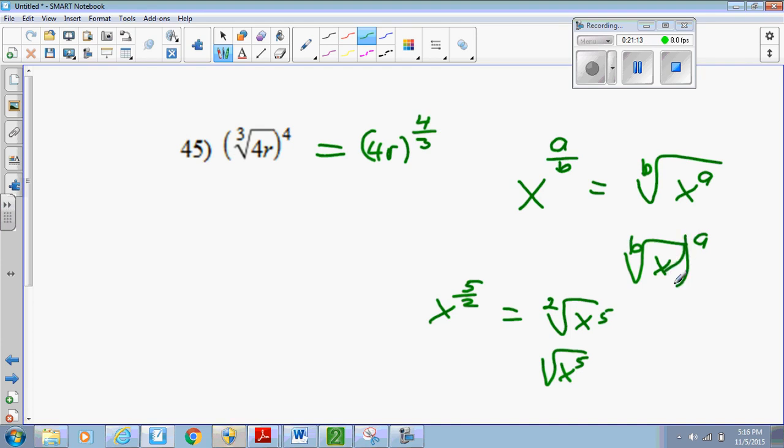This, I guess, is a little bit more common way to write it. They're both the same, but this is a little more common. So that's what we have for the answer here. This would be my final answer for that problem.